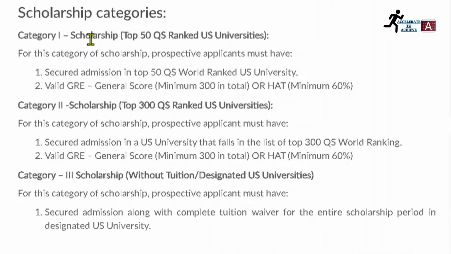Category 1 is the scholarship in which you have to secure admission in a top 50 QS ranked US university, and you must have a valid GRE general score, minimum 300 in total, or HAT score minimum 60%. Second, the scholarship category is that you have to secure admission in a US university that falls in the list of top 300 QS world ranking, and you must have a valid GRE score minimum 300 in total, or HAT minimum 60%.